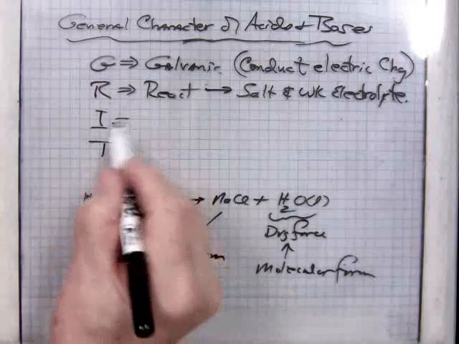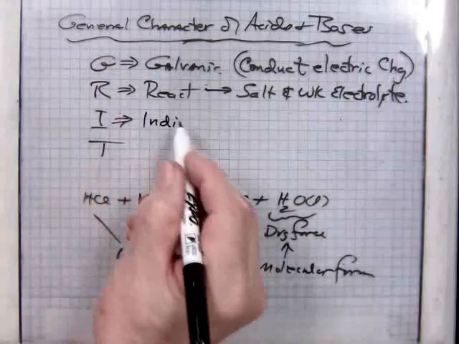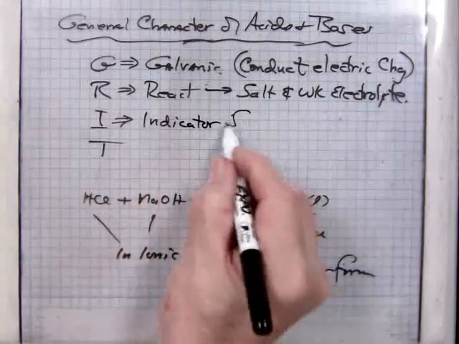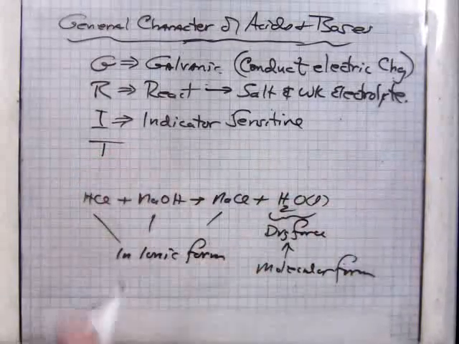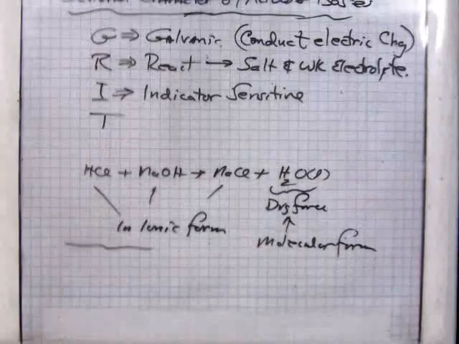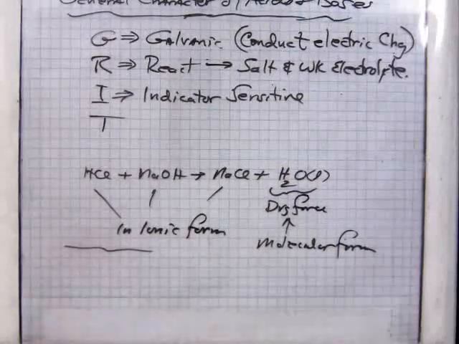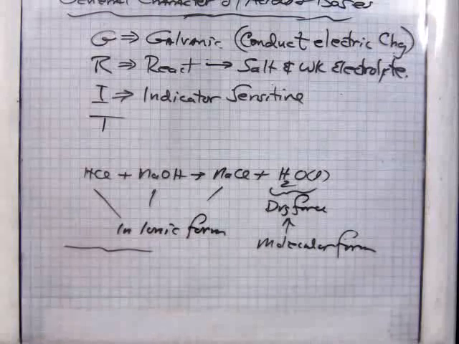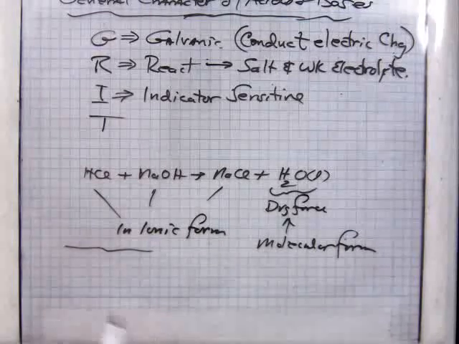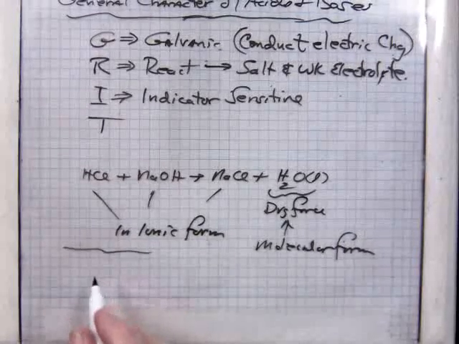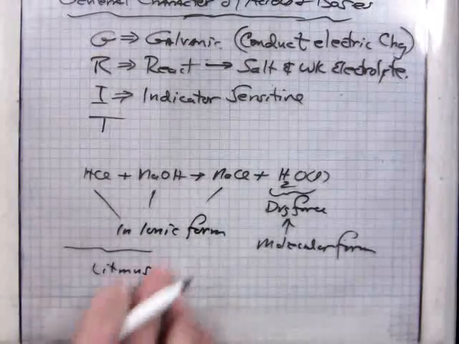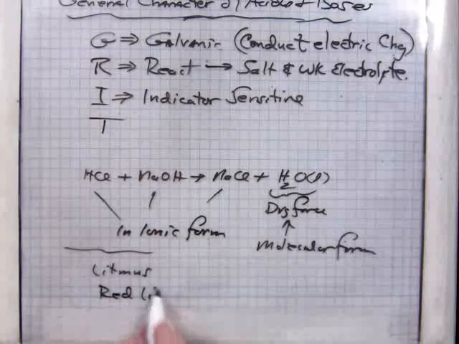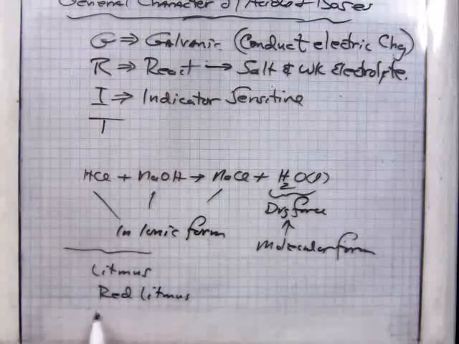I is indicator sensitive. Okay, indicators. Indicators can be like the BTB you use. When you put it in an acid solution, it's yellow, and in a base solution it's blue. But there are other indicators, and one that I want you to know about is litmus paper. And it comes in two forms, red litmus and blue litmus.